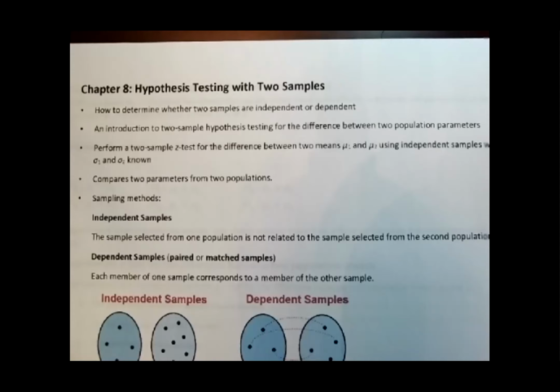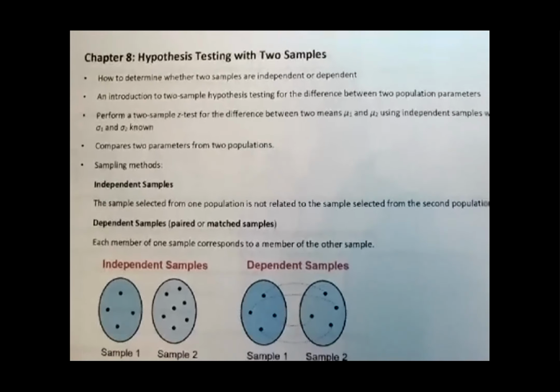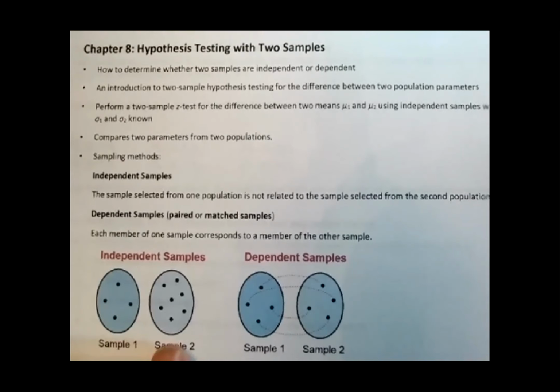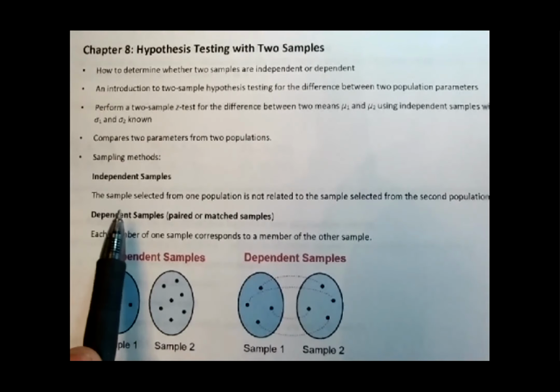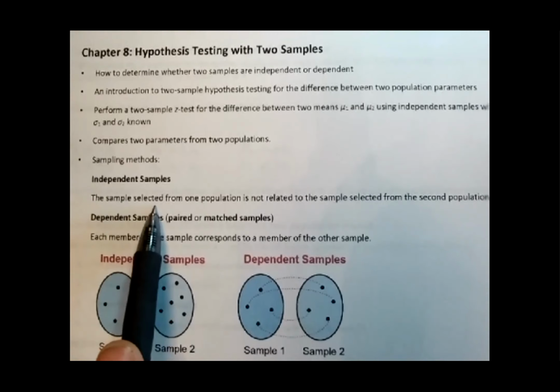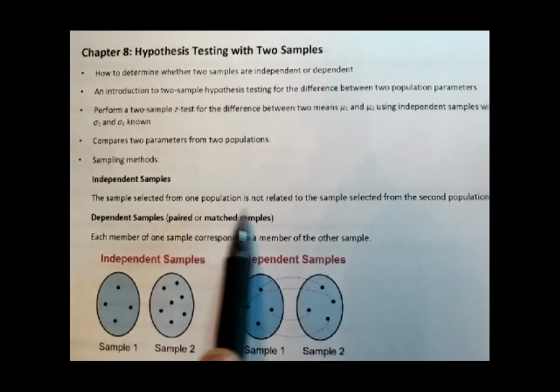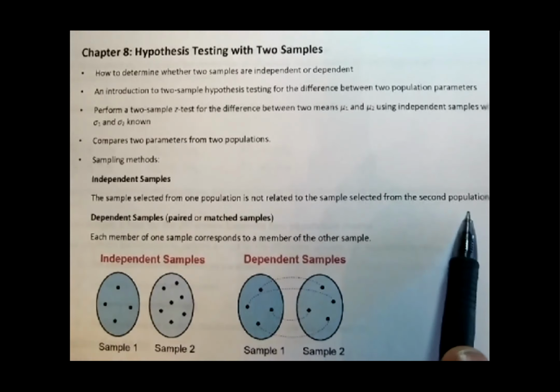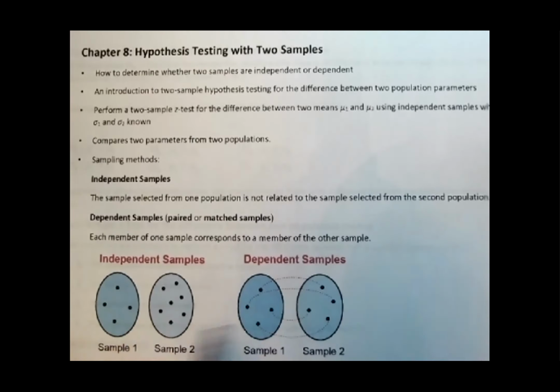I'm going to start with a little bit of an introduction and tell you what it means to have dependent and independent samples. So let's say you get two samples. When do you say that the samples are independent and when do you say that the samples are dependent? I'd like you first of all to see the definition. So we say independent samples if one sample selected from one population is not related to the sample selected from the second population. Look, here is an example right here.